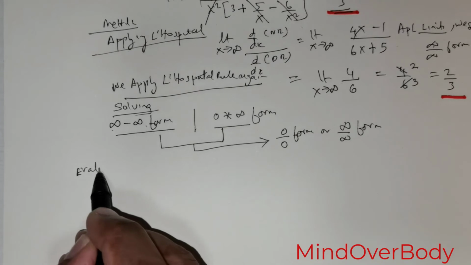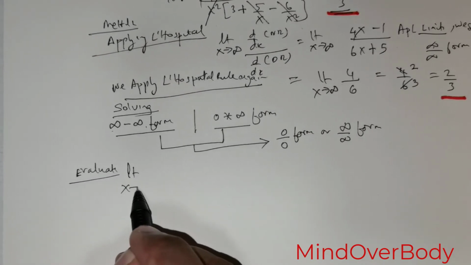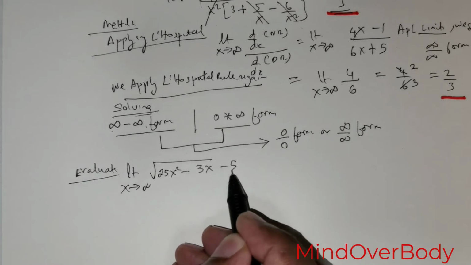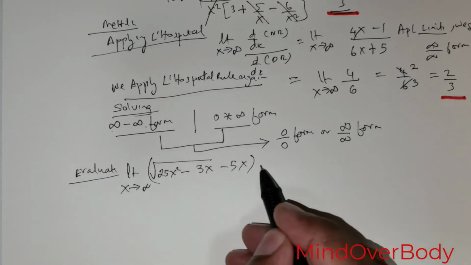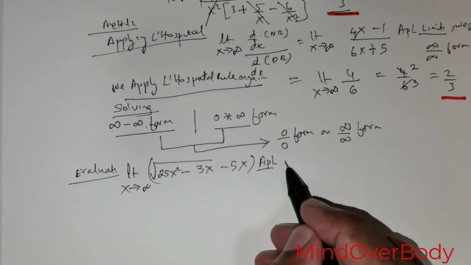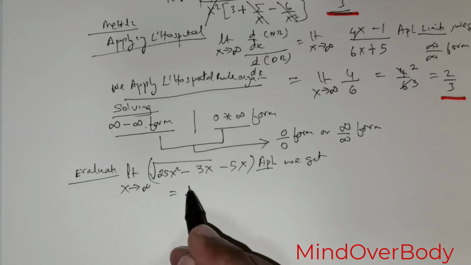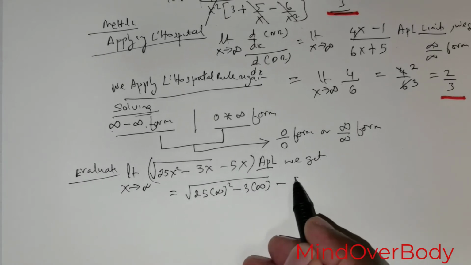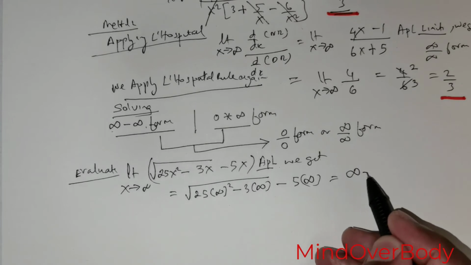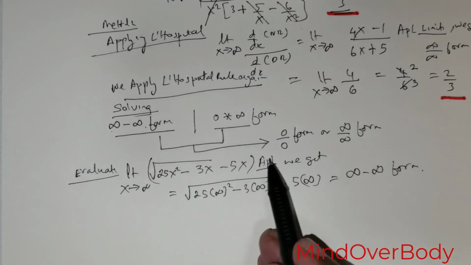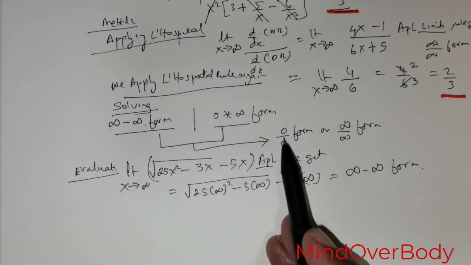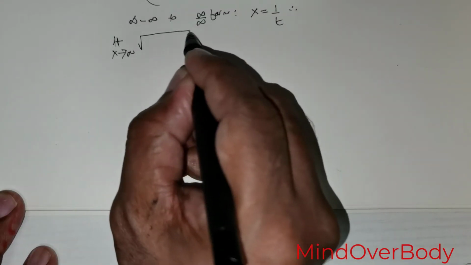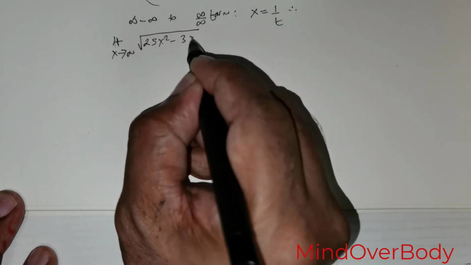So let us do a question to obtain a better understanding. We are expected to evaluate limit x tending to infinity of square root of 25x squared negative 3x negative 5x. Now foremost, let us apply the limits. So by applying limits, what do we get? This is going to be square root of 25 times infinity squared, negative 3 times infinity, followed by negative 5 times infinity. So what is this? This is infinity negative infinity form. So now our duty is to convert this infinity negative infinity form to either 0 over 0 form or infinity over infinity form.